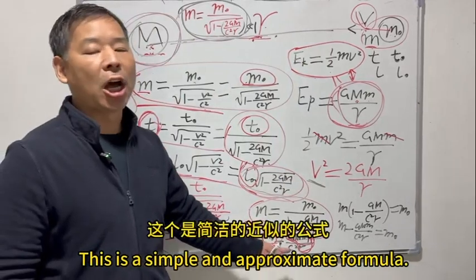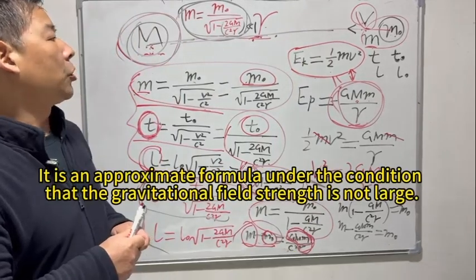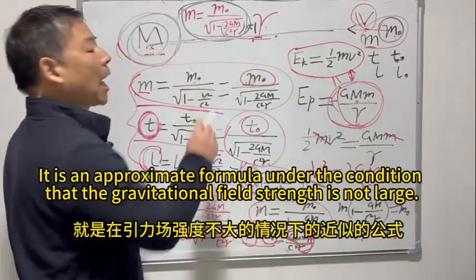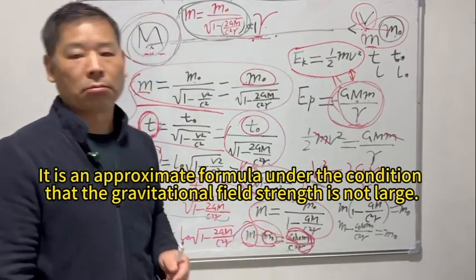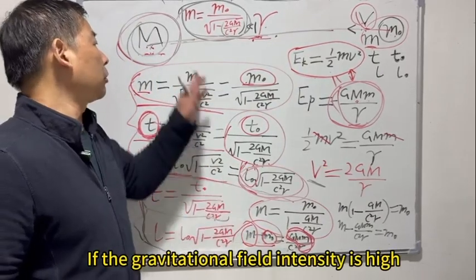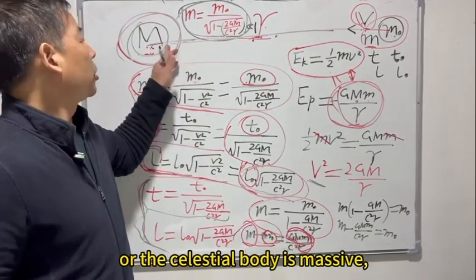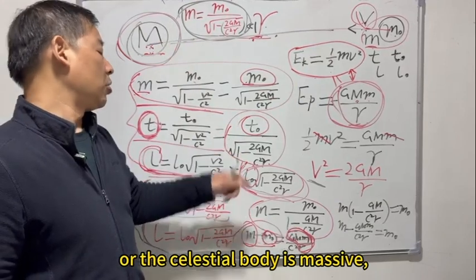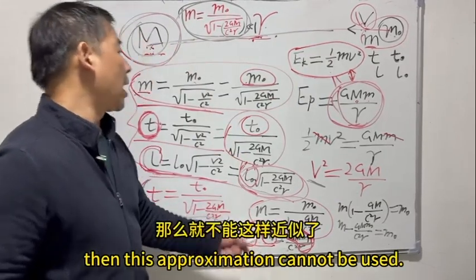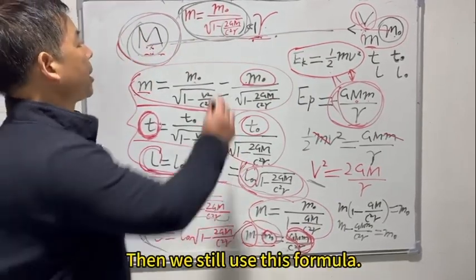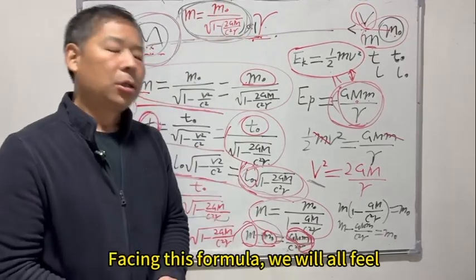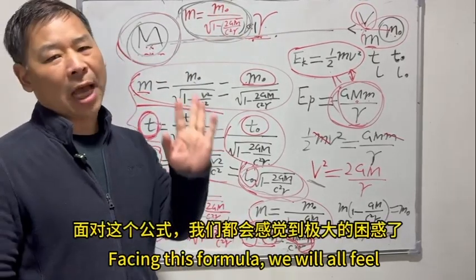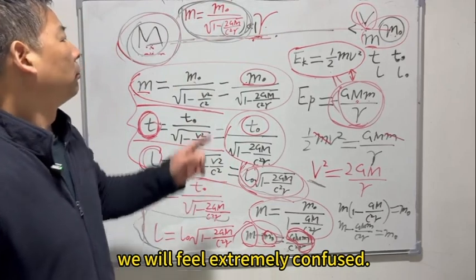This is a simple and approximate formula. It is an approximate formula under the condition that the gravitational field strength is not large. If the gravitational field intensity is high, or the celestial body is massive, then this approximation cannot be used. Then we still use this formula. Facing this formula, we will all feel extremely confused.